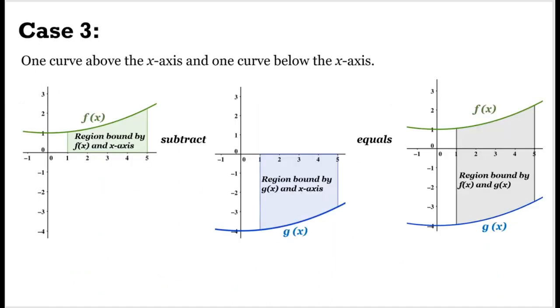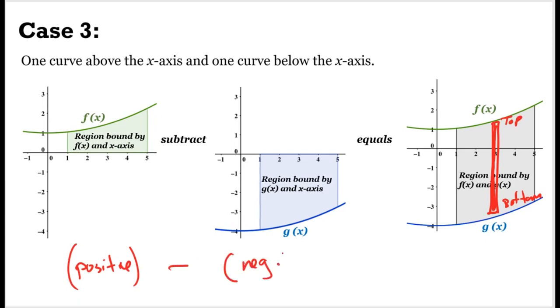And this last case, case 3, we see that we have a curve above the x-axis. So again, if we draw our Riemann rectangle in here, the top curve minus the bottom curve, well, the top curve is going to give us a positive result. And then we're going to minus a negative result. And when we minus a negative, that becomes a positive, so we get a positive.